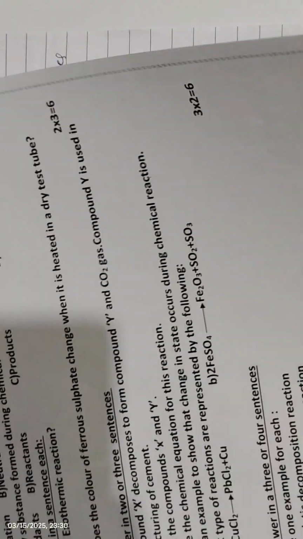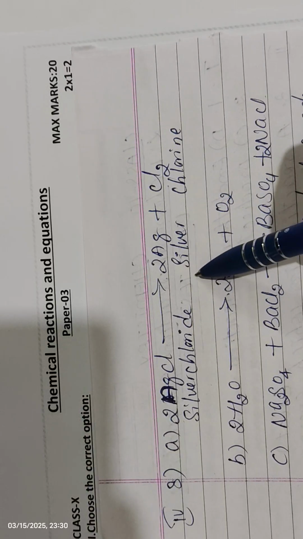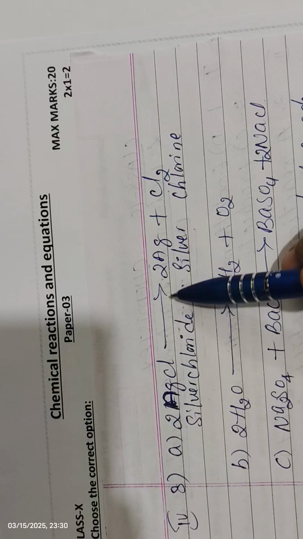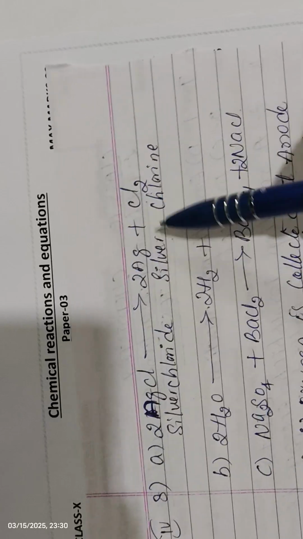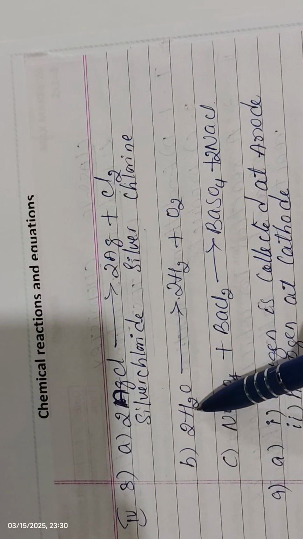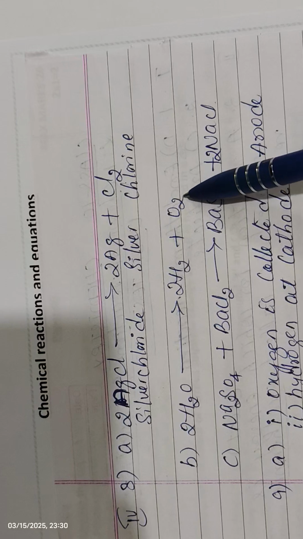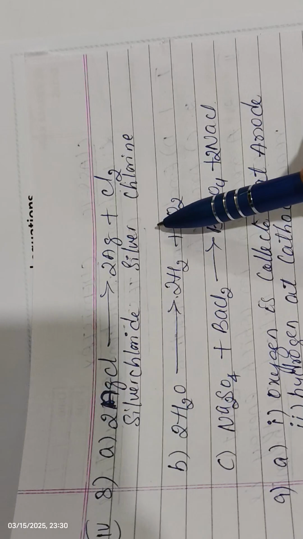So we'll go with the first one, that is photolytic decomposition. Photolytic decomposition means silver chloride gives rise to silver plus chlorine. So 2AgCl gives rise to 2Ag plus Cl2. So this is for photolytic decomposition. Then the second one is electrolytic decomposition. It means water by the electrolysis process splits into hydrogen and oxygen. So this is an example for electrolysis or electrolytic decomposition.